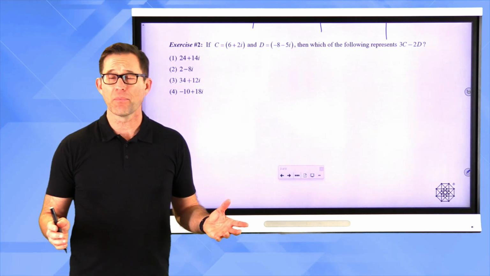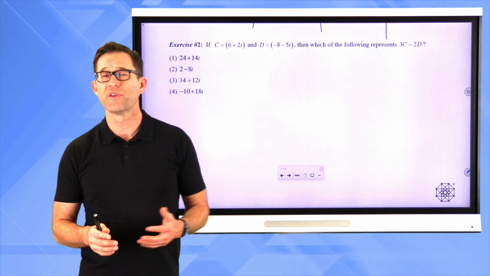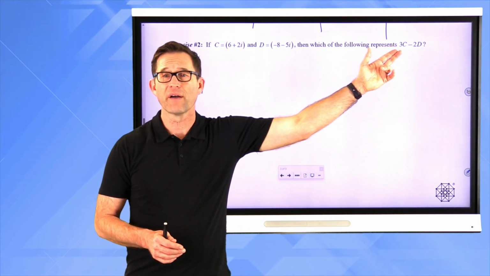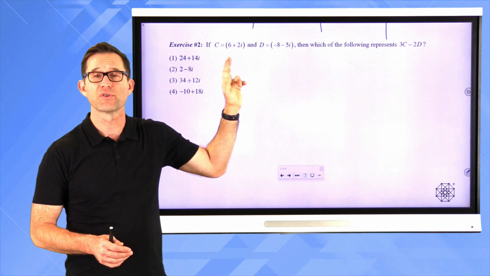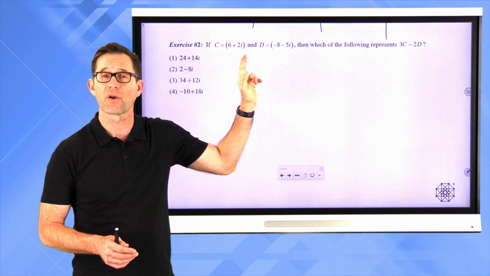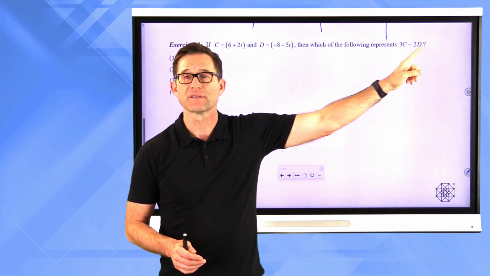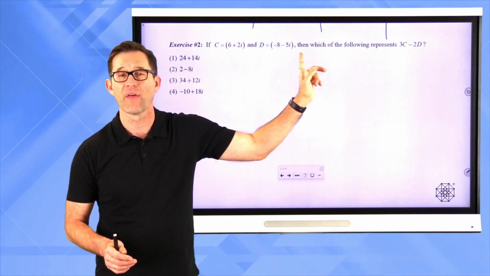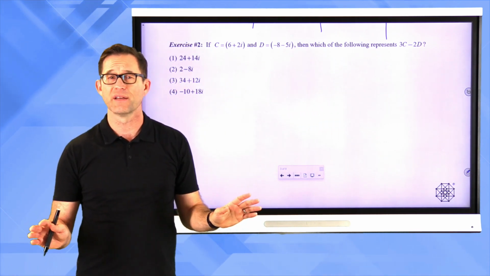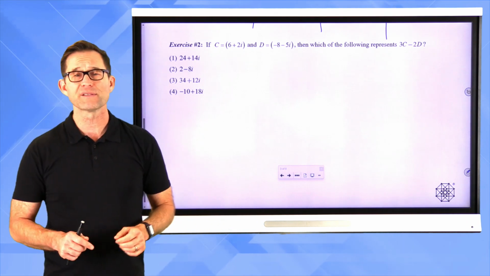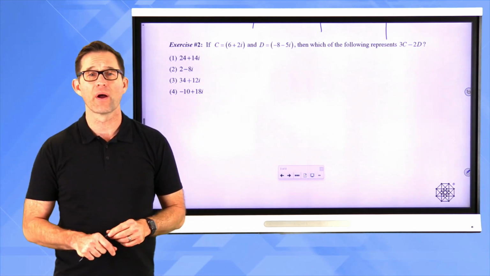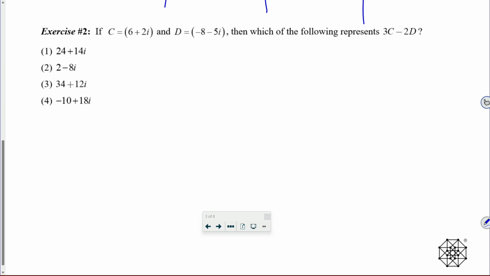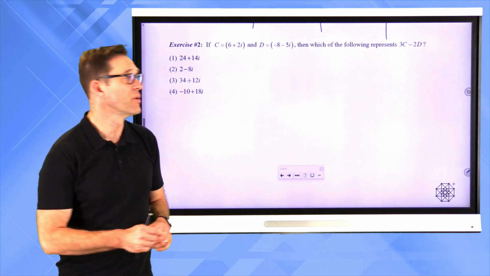Now, complex numbers definitely work with the distributive property. In other words, if I've got a constant that's multiplying this particular complex number, I can distribute it across it. If I've got this constant multiplying D, I can distribute that across it. It's going to work just identical to all of that. So pause the video now and see if you can figure out the result here. All right, well, let's do it.